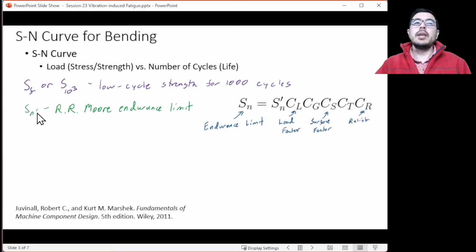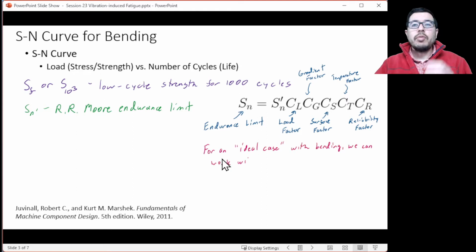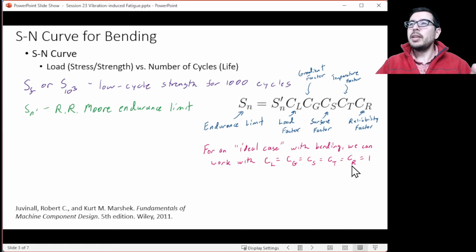So you take the Sn prime, or the R.R. Moore endurance limit, multiply it by something like the load factor, or the gradient factor, or the surface factor, or the temperature factor, and reliability factor. And for an ideal case, we can say that all these factors might be 1. The reliability is like 50%. Temperature is kind of standard. The surface factor had to be really smooth. The gradient factor, typically, is for larger geometries where you're not going to have an issue in bending. And then the load factor is because we're doing this with bending.